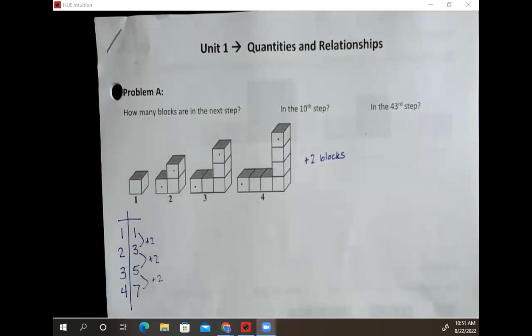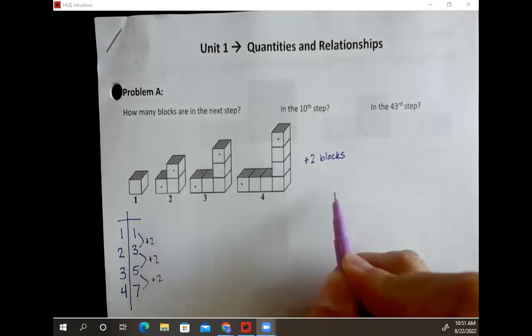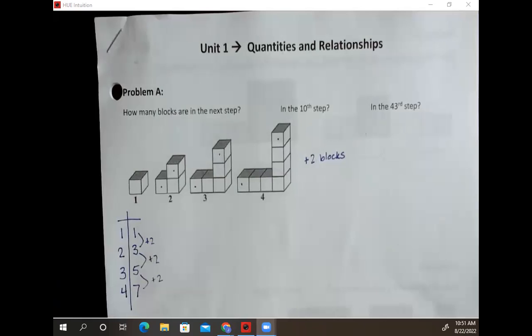What I'm going to ask you to do today is to take a look at several different patterns. You'll always have a visual pattern here, a picture to go along with it. And then I'm going to ask you each time how many blocks or squares or hexagons or whatever it is we're looking at, how many would be in the next step. So the one right after the last one that I gave you. How many would I expect to be in the 10th step? And how many would I expect to be in the 43rd step?